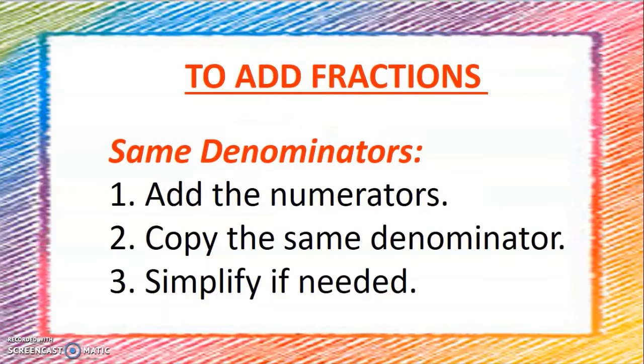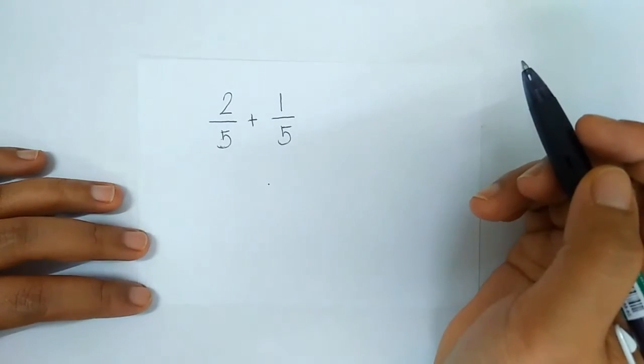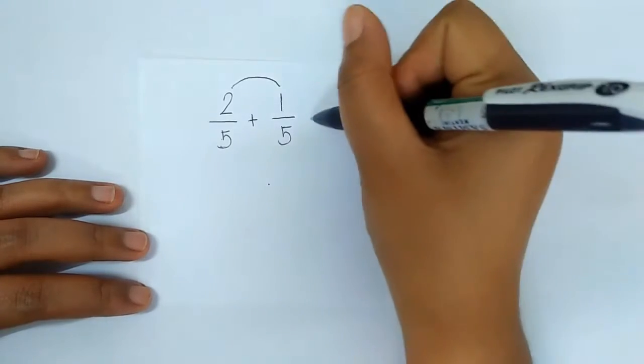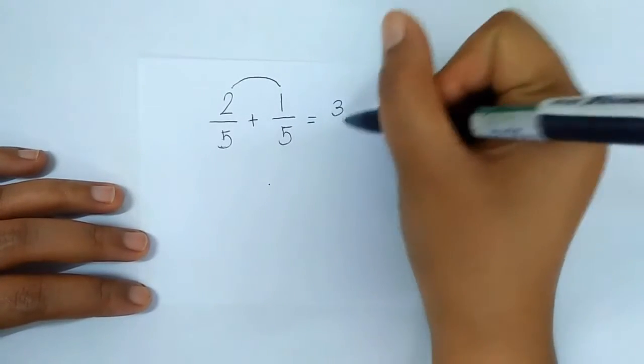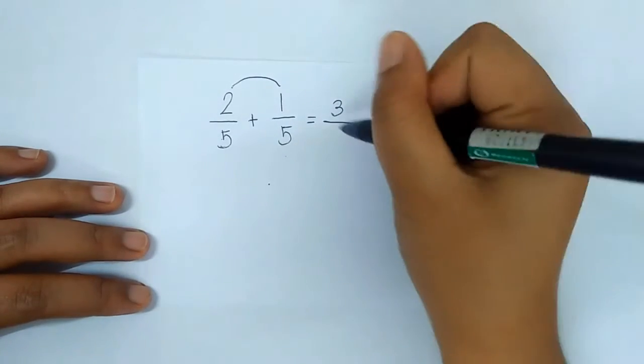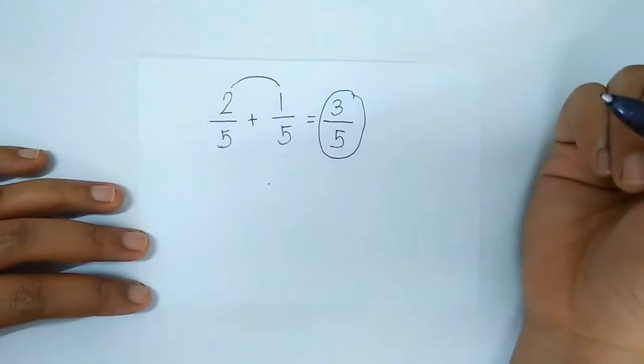To add fractions with the same denominators, first, add the numerators. Second, copy the same denominator, then simplify if needed. For example, to add the fractions, let's add the numerators. So we have 2 plus 1 is equal to 3. Then just copy the denominator, which is 5. So we have 3 over 5.